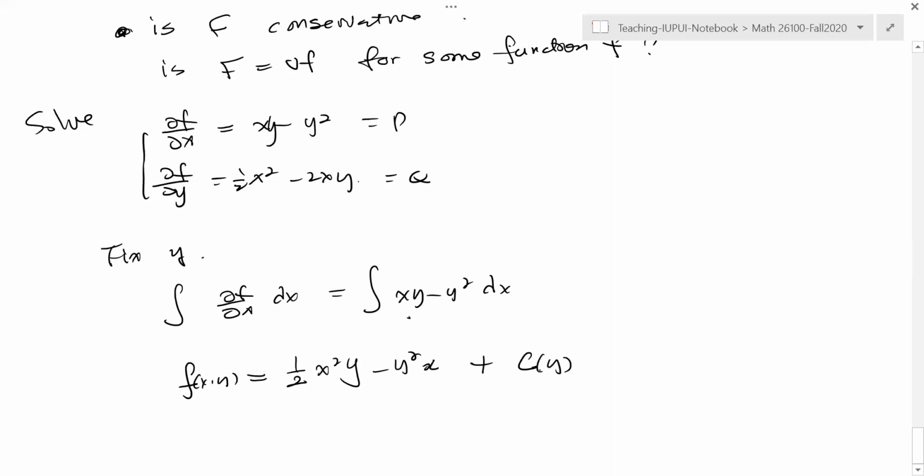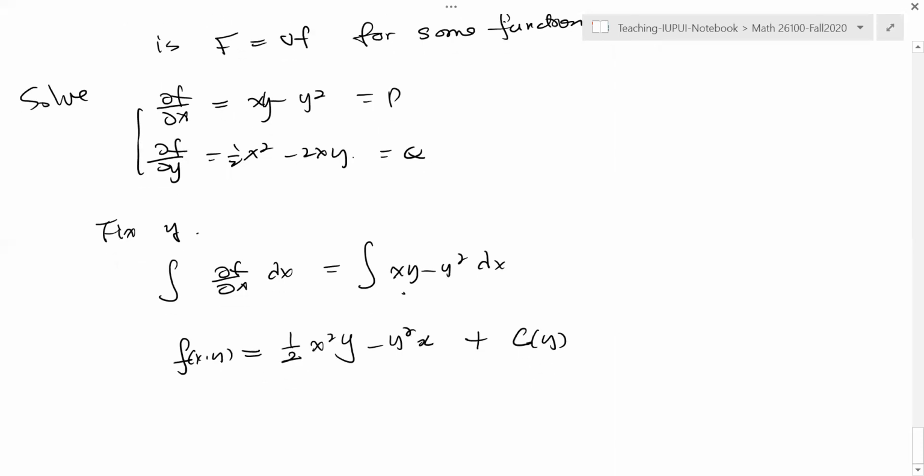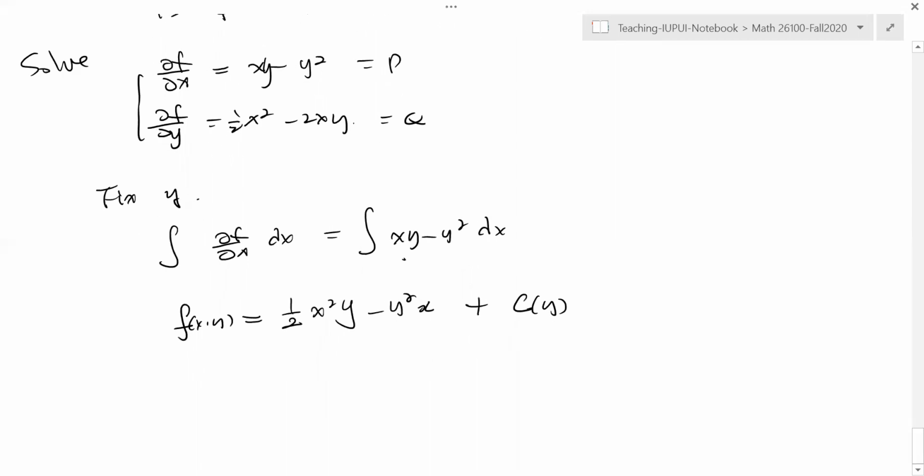But that depends on y. Y is fixed, so the constant is not really constant. It is constant with respect to x, so it's a function of y.